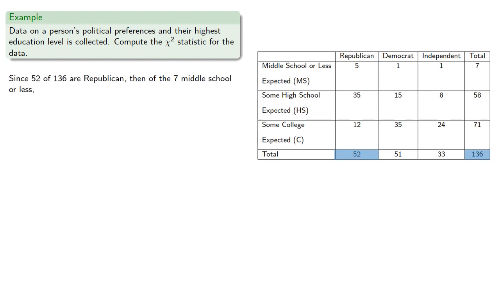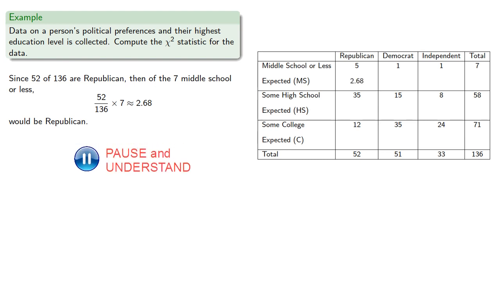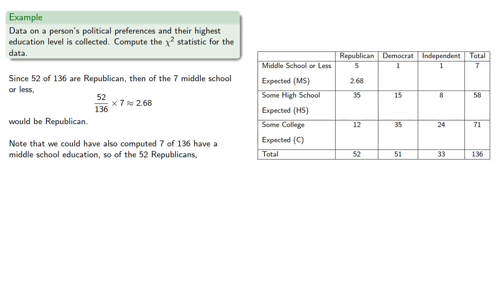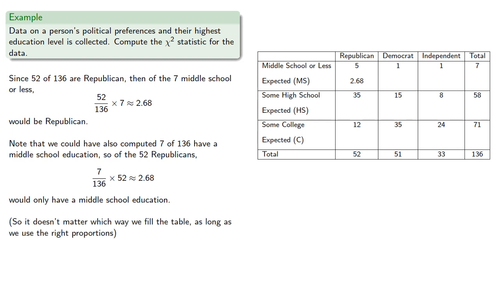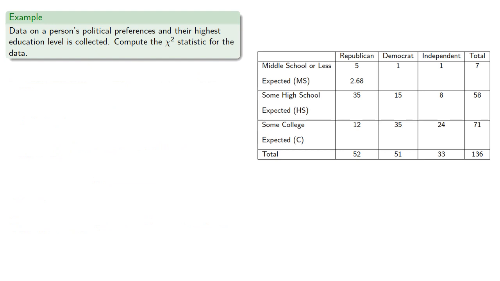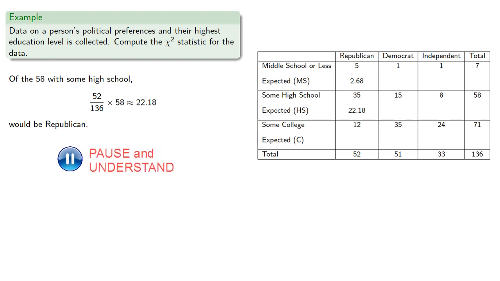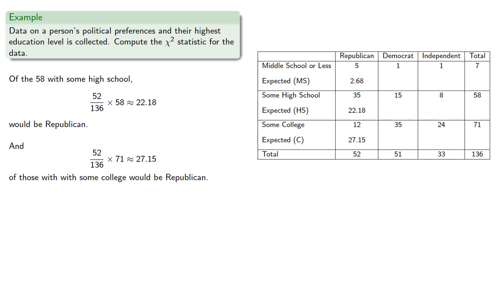We might begin as follows. 52 of the 136 are Republican, then of the 7 who have middle school or less, we'd expect to see 52/136 times 7, or about 2.68, would be Republican. Note that we could have also computed 7/136 have a middle school education or less. So of the 52 Republicans, 7/136 of 52 would also be 2.68. So it doesn't matter which way we fill the table, as long as we use the right proportions. So of the 58 with some high school, 52/136, or about 22.18, would be Republican. And 52/136 of the 71 with some college would also be Republican.